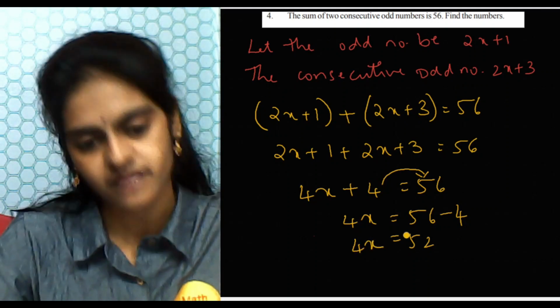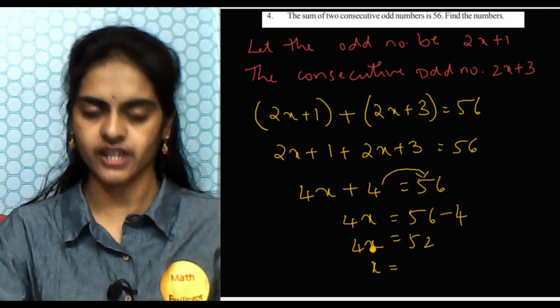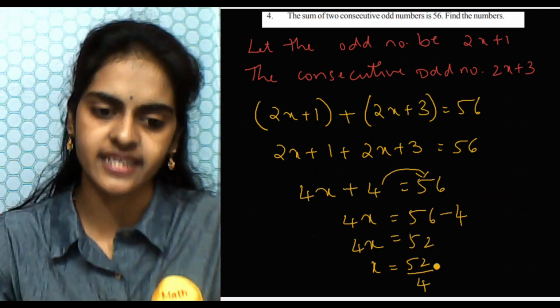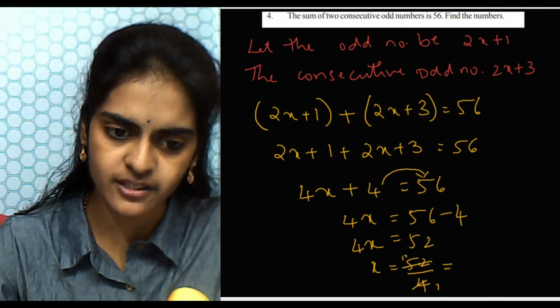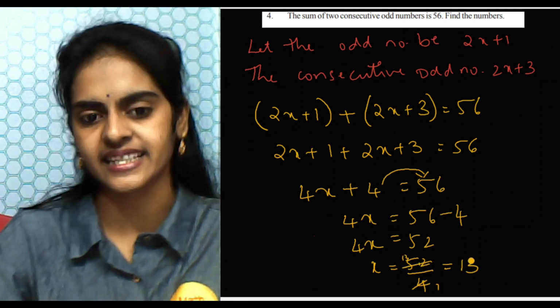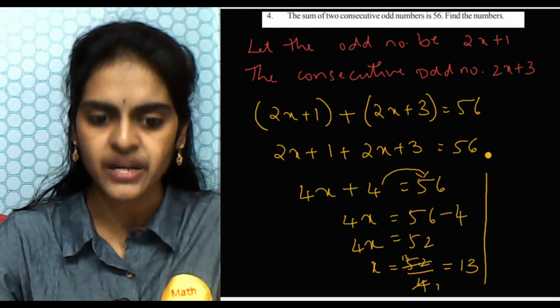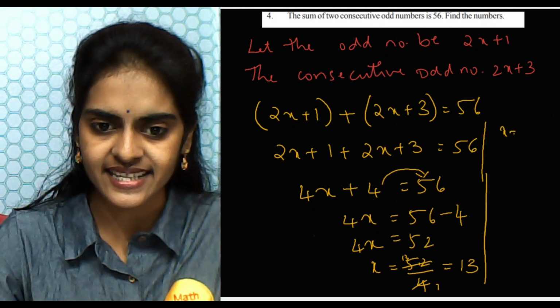This is 4x, but I want the value of x. So this 4 is in multiplication, going to the other side becomes division. Now just see. 4 ones are 4, 1 is a remainder, this becomes 12. So 3. So x is 13. So when you have the two numbers, now just see. The x value you got is 13. So x is 13.